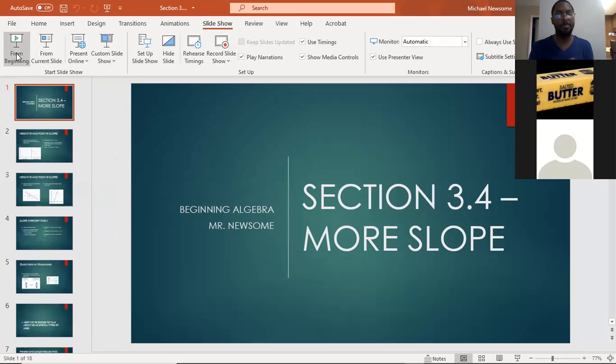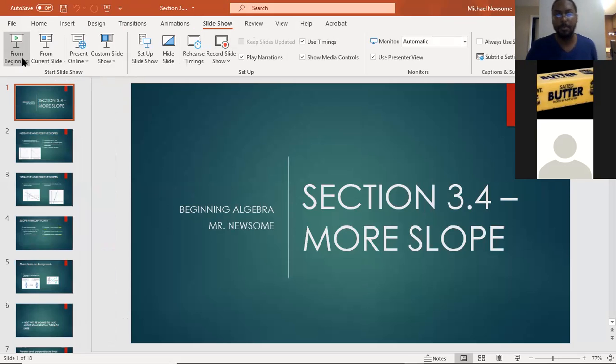So basically, recap. In section 3.2, we graphed things using a table. In section 3.3, we graphed lines using intercepts. In section 3.4, the first part, we asked, how do you find slope? This is how you find slope. We had a slope formula, and we practiced that formula at home. When we practice that formula at home, we get good at it.